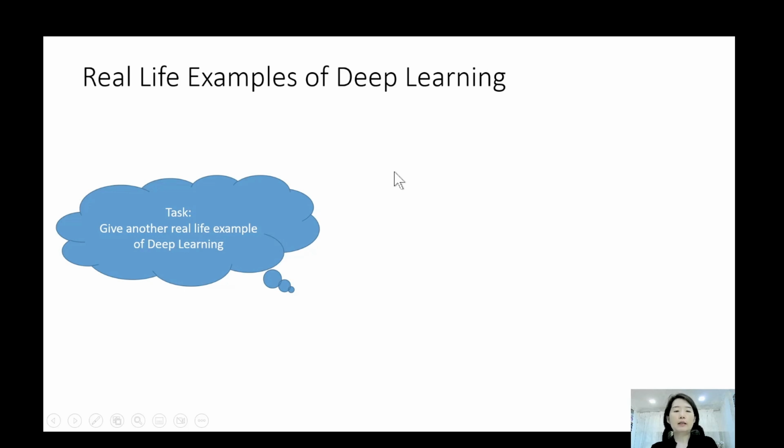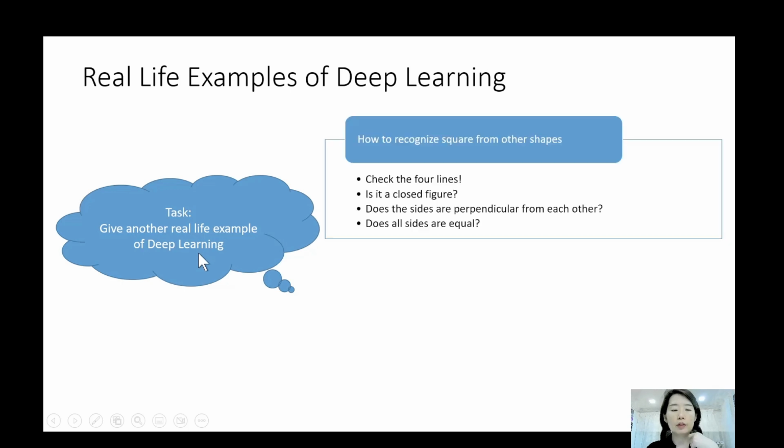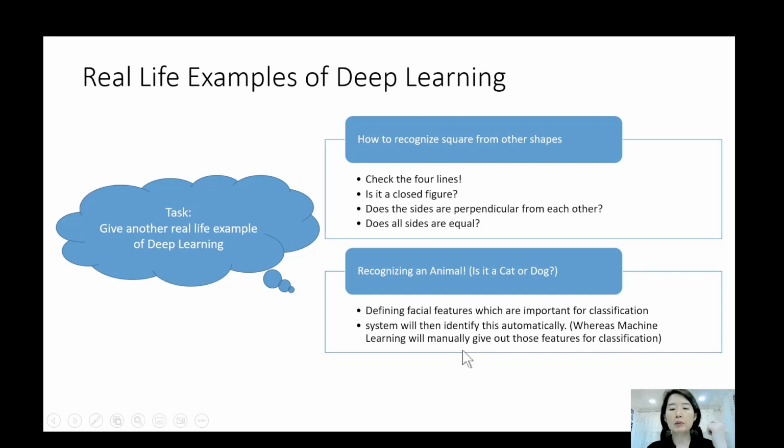Let's take a look at some real-life examples of deep learning: what we actually apply, and how we apply it in which field. Task: give another real-life example of deep learning, how to recognize a square from other shapes. For example, you can check the four lines, whether they are closed, whether the other sides are perpendicular to each other, and that all the sides are equal. So this is how you can actually identify shapes in a very simple image.